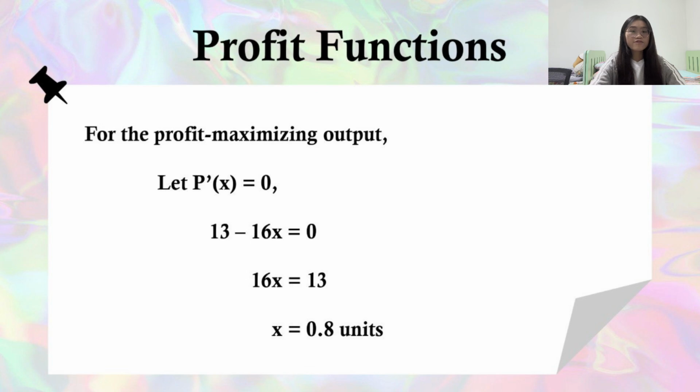The derivative of the profit function can be used to find the profit maximizing output. For this, we just need to let the derivative of the profit function equal 0, and find the value of x. So from these steps, we can see that x is equal to 0.8 units.